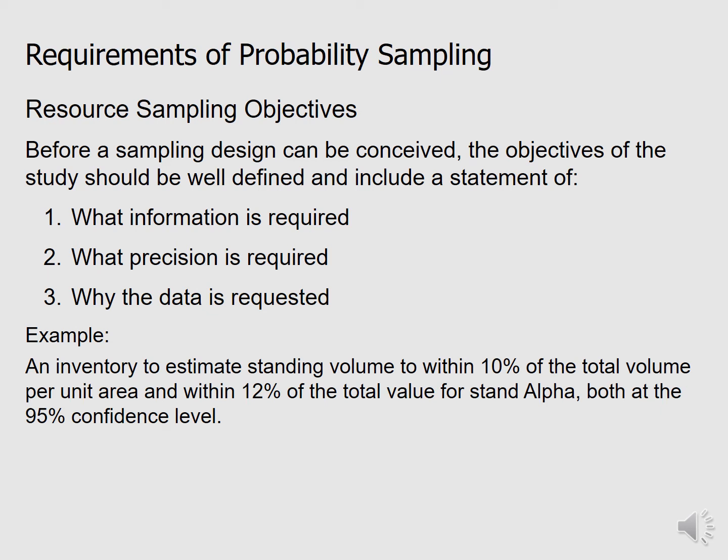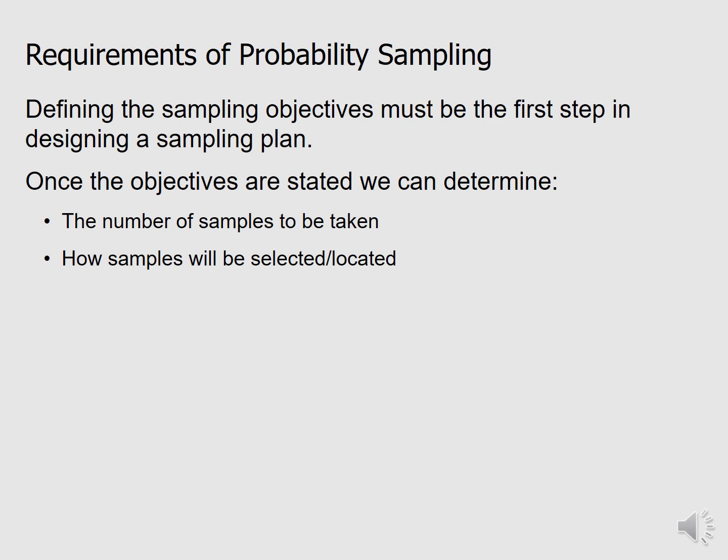Such a statement might look something like: an inventory to estimate standing volume to within 10% of the total volume per unit area and within 12% of the total value for the stand alpha, but both at a 95% confidence interval. The first step in designing any sampling plan is defining these sampling objectives. Once we understand our objectives, we can begin to determine the number of samples to be taken and how samples will be selected or located in the population.